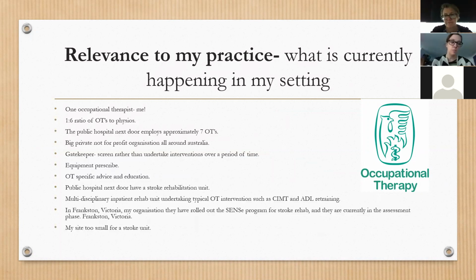But the public hospital is on the same site and they have a stroke rehab unit. This unit is a multidisciplinary inpatient rehab unit that employs occupational therapy interventions such as CIMT and ADL retraining. At another site for my organisation, they've just rolled out the SENSE program for stroke rehab, and they're currently in the assessment phase. Unfortunately, I'm in WA and this site is in Frankston, Victoria. My site is currently too small for a stroke rehab unit.